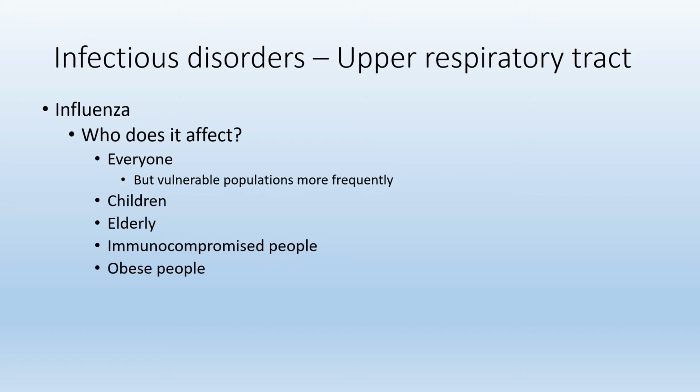Elderly individuals, so getting old is not always the best. We see that immune function is depressed in elderly people. There's no surprise that immunocompromised people are in here, because they have an inability to generate an immune response. We also see that obese people are at a higher risk of getting the flu.